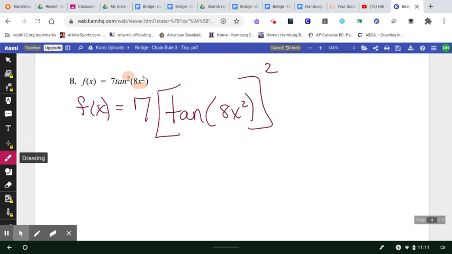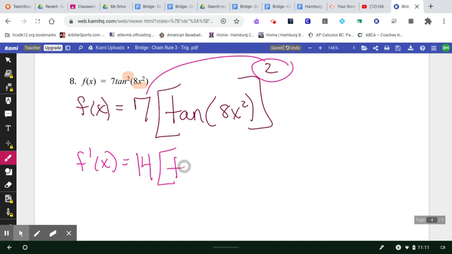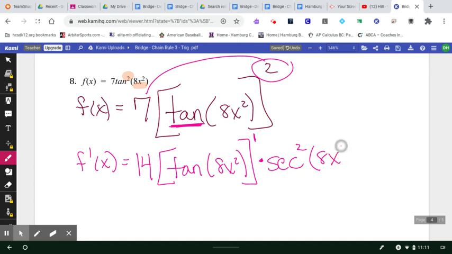All right, so now we're ready to tackle the derivative. So I'm going to start with the outside, derivative of the outside. Keep the inside. And this 2 now becomes a 1. Times, now I have to start on the inside function. Inside is tangent, so its derivative is secant squared. Keep the inside. Times the derivative of its inside, so power rule, 16x. Okay, so derivative of the outside, keep the inside, derivative of the inside.